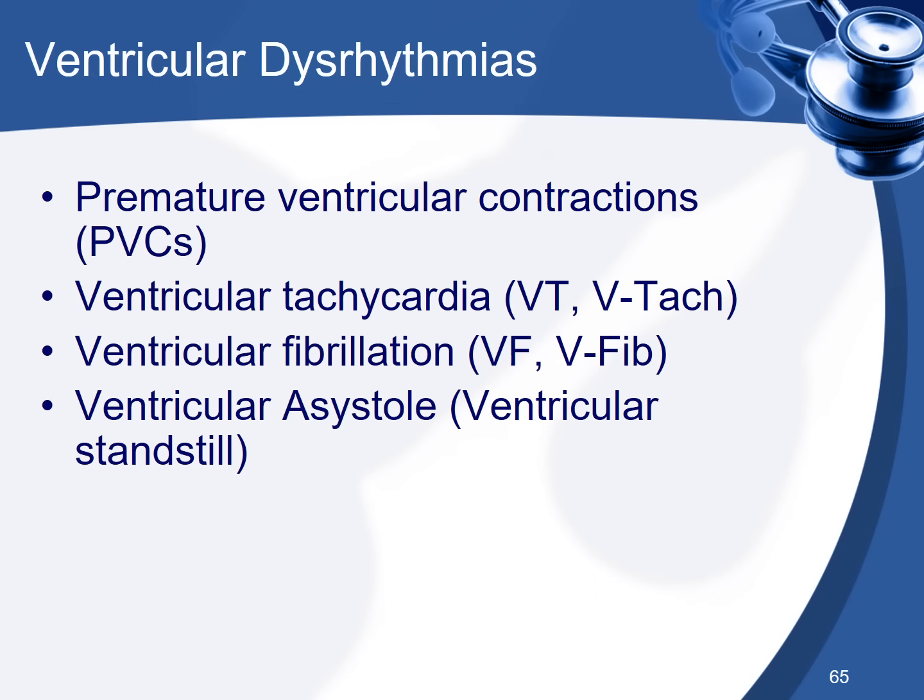Next group of dysrhythmias we're going to look at are the ventricular dysrhythmias. These are really called your most serious dysrhythmias. These are your lethal dysrhythmias. The most benign of all of them is the premature ventricular contractions. You're going to have ventricular tachycardia, VT or VTAC, ventricular fibrillation, and ventricular asystole or standstill.